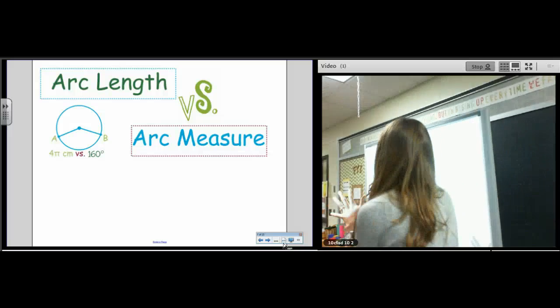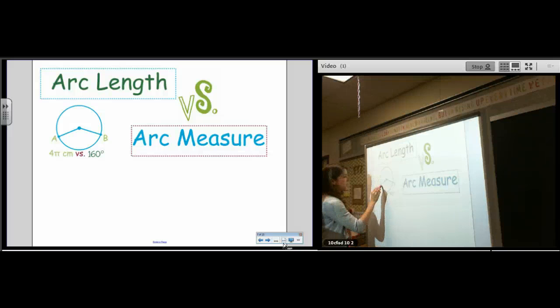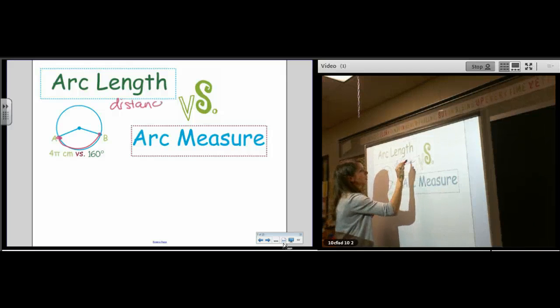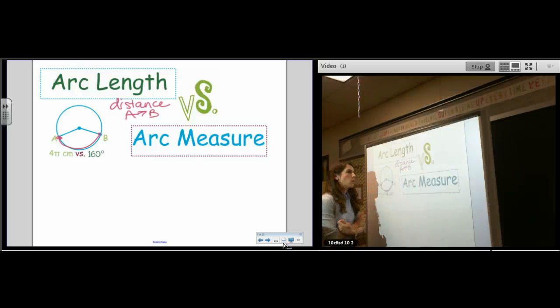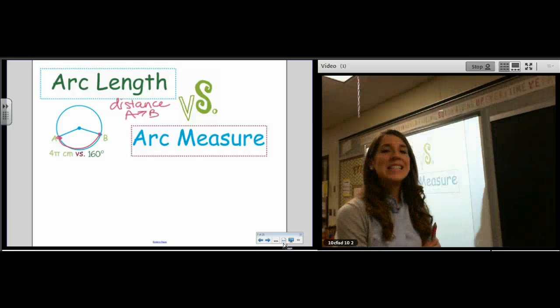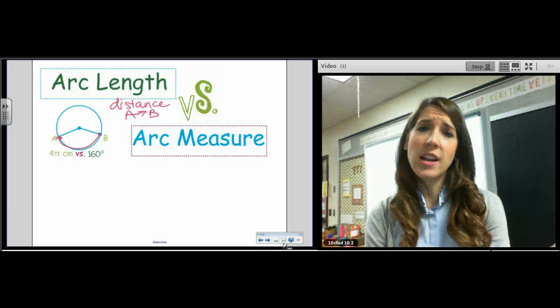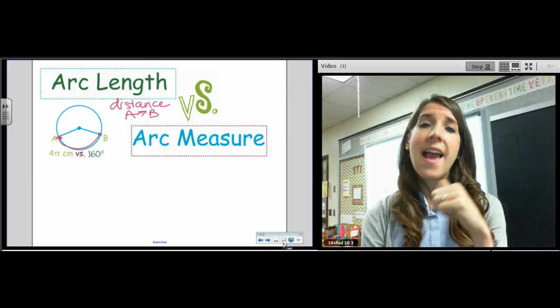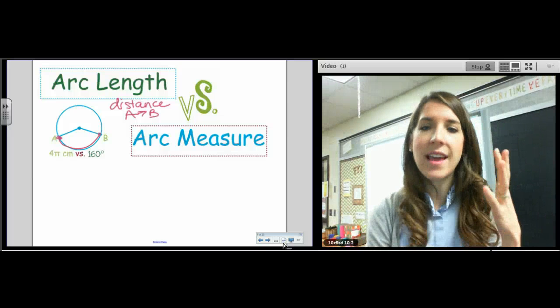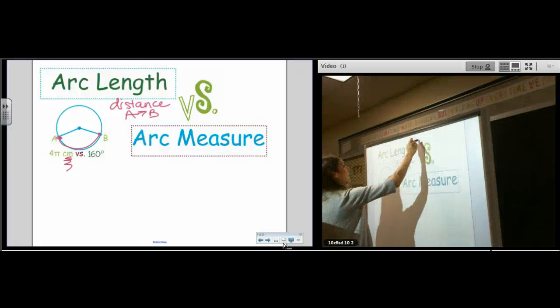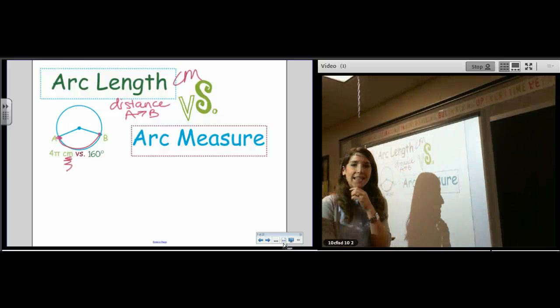So when I'm talking about a length, arc length, I'm talking about the distance from A to B. So like if I were an ant and I started at A and I walked along the circle to B, how far would I walk? That would be measured in centimeters. That's arc length. It's a distance.